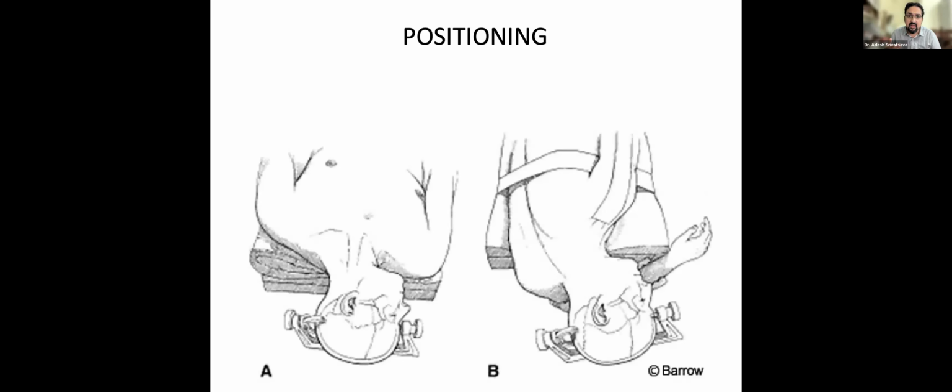The positioning is either a park bench position or a supine with head tilt. What we have learned is that park bench position takes a little bit more time, but it avoids kinking of the opposite side jugular veins, and that free flow diverts the blood from your operative side towards the opposite side. Often if you keep the supine position with a head tilt, there may be engorgement of veins on the operative side.